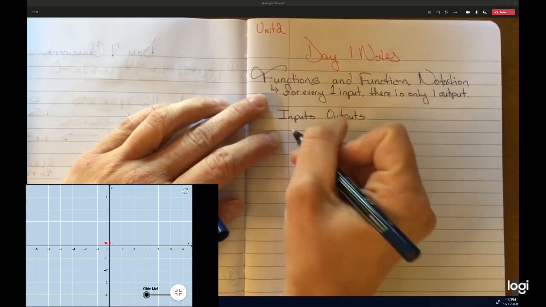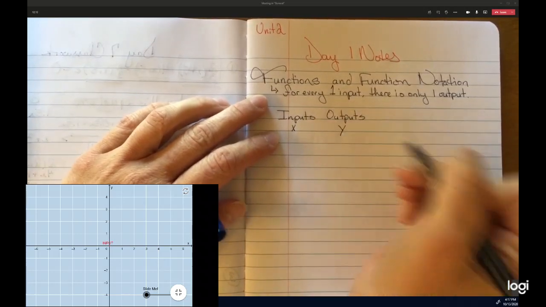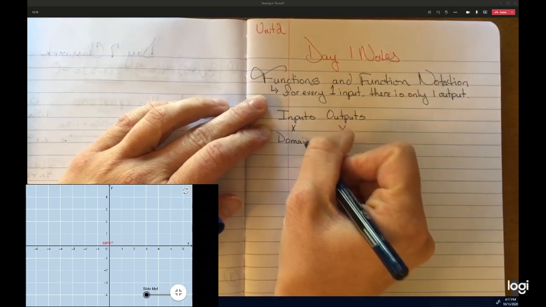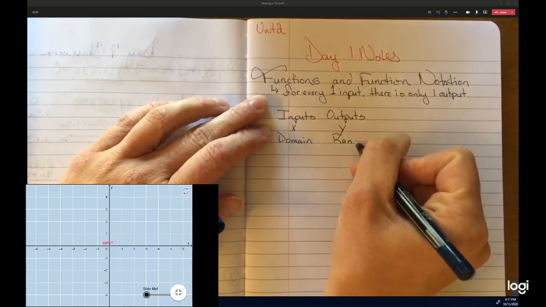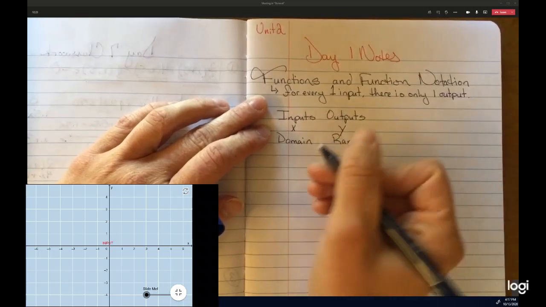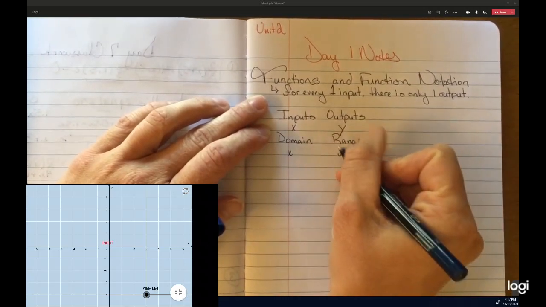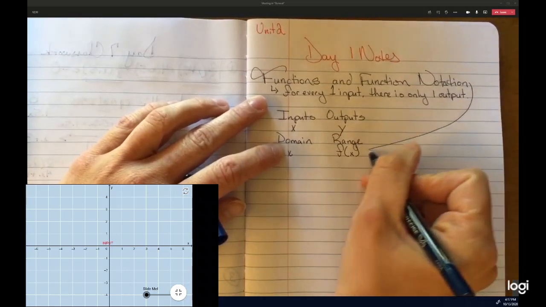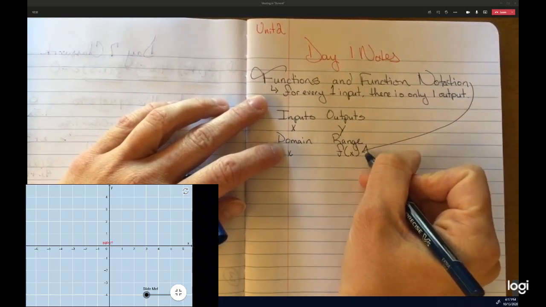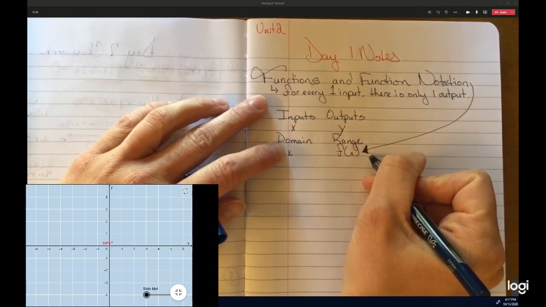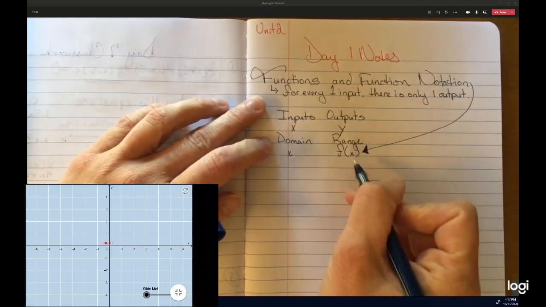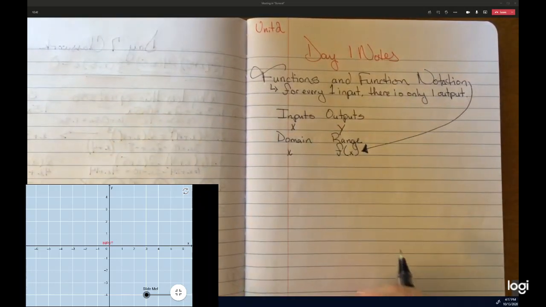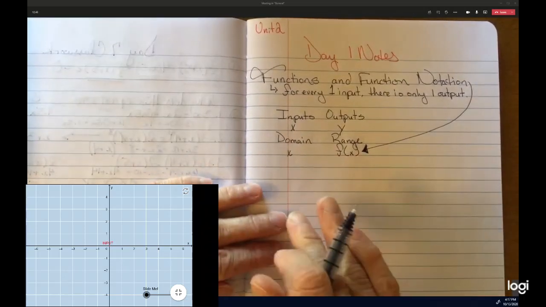That's the same thing as X's and Y's. That's the same thing as domain and range, which we'll get into. That's the same thing as X and f of X. This right here is function notation, where f of X replaces Y, and X is X. Okay? So keep this in mind.